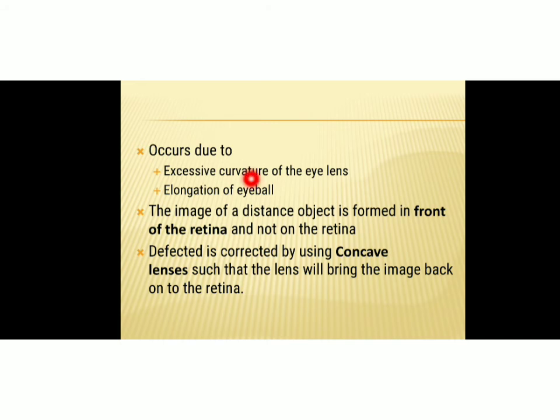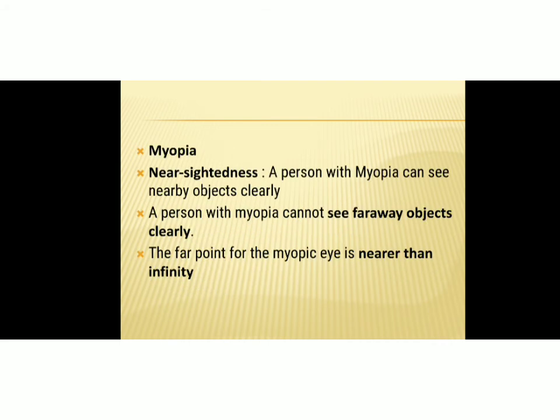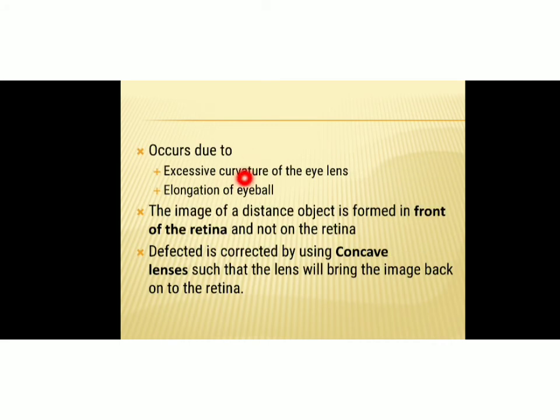And what could be the reason for this short sight or myopia? Two main reasons are excessive curvature of the eye lens, the eye lens may be very thick, and elongation of the eyeball. So what are the two reasons for myopia? First one is excessive curvature of the eye lens. And the second reason is elongation of eyeball. Okay, these are the two reasons for myopia.